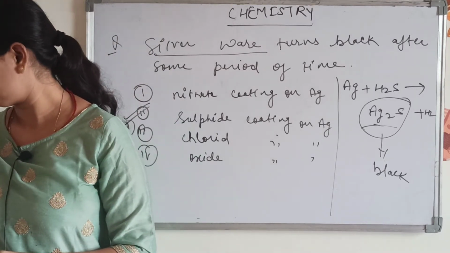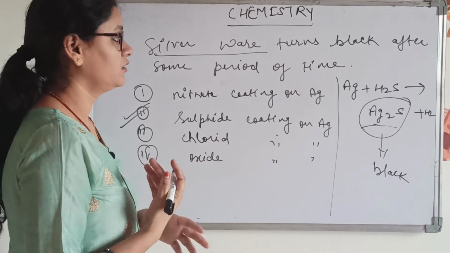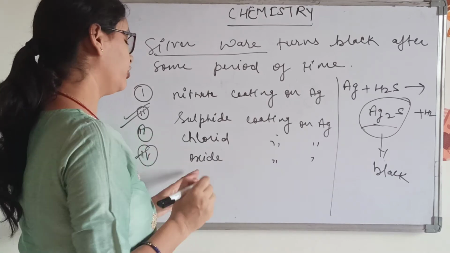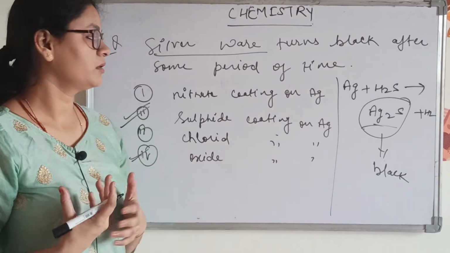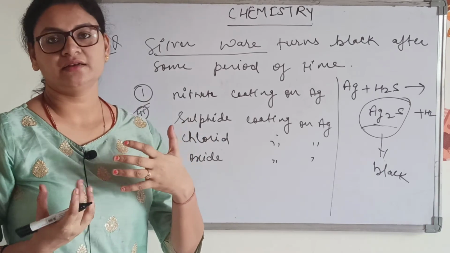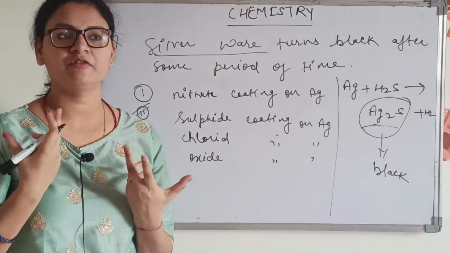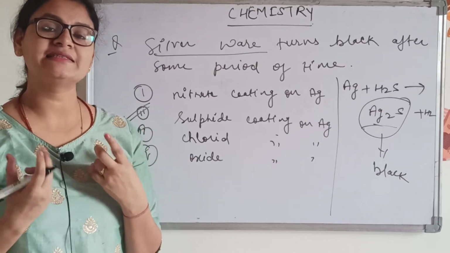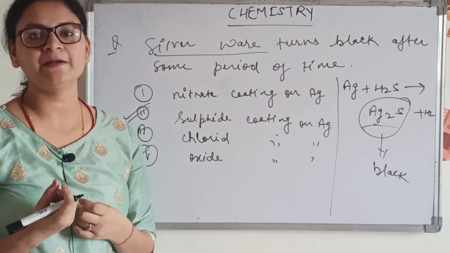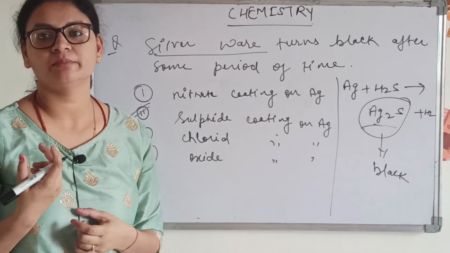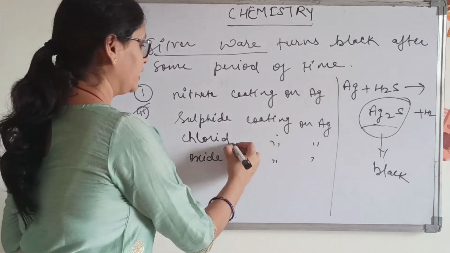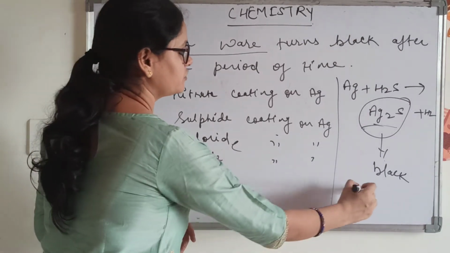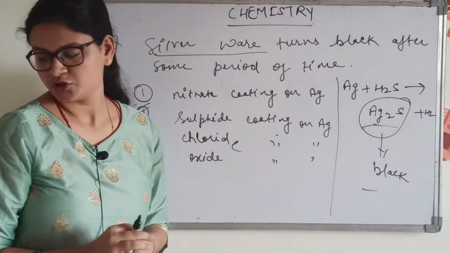It won't be because of the oxide, because if it were, we wouldn't use silver for our jewelry or ornaments, because it would easily rust, and there would be loss of metal also. So it won't happen, and the chloride coating will also not happen, and nitrate coating will also not happen. Only sulfide coating will happen, which is black in color. So our answer will be option 2.